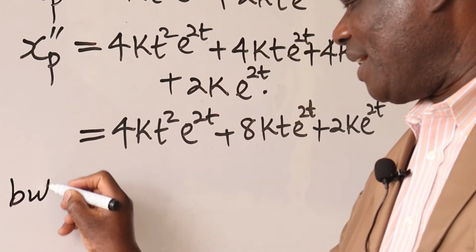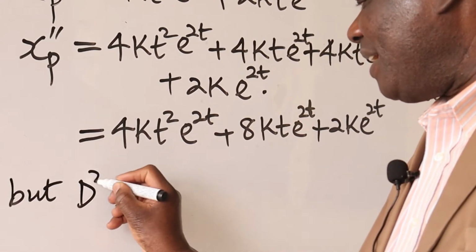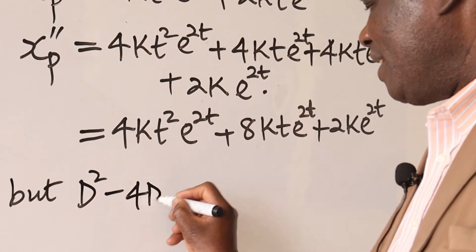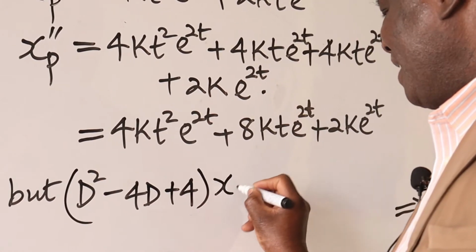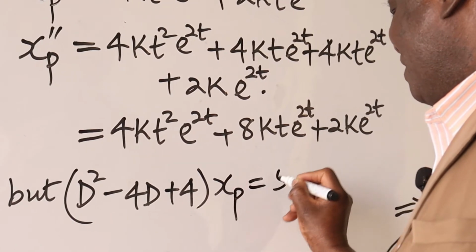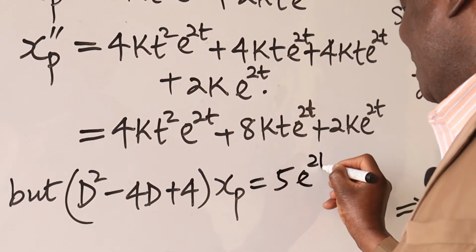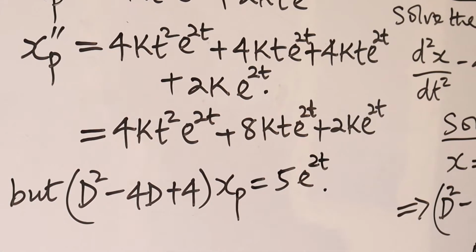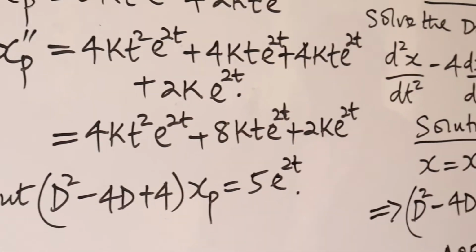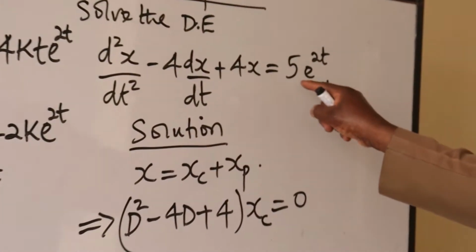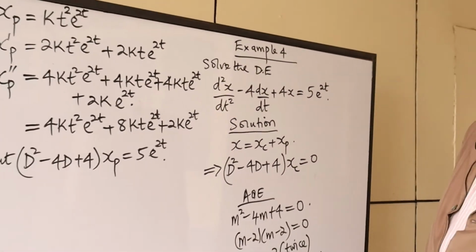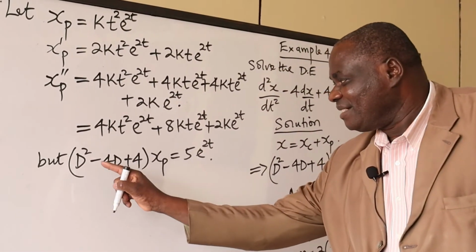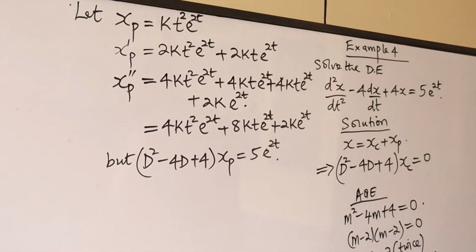But we know something. (D squared minus 4d plus 4) into xp is the one to generate 5 exponential 2t. It is the one to generate what we had on the right hand side of the differential equation. From this now, d squared times xp.